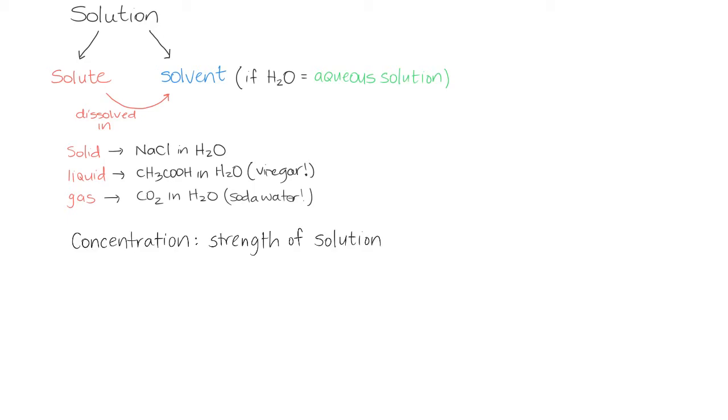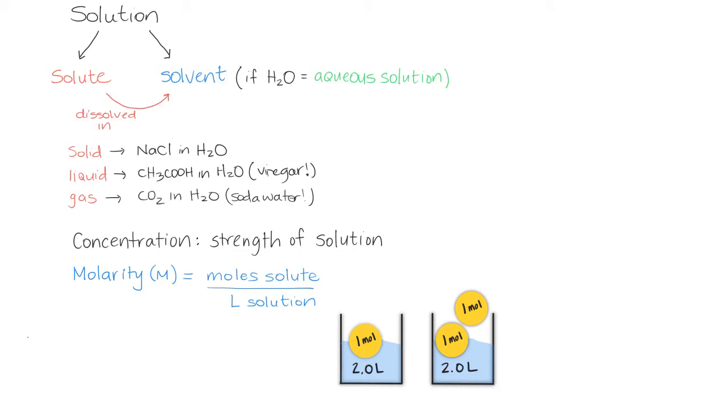Concentration measures the strength of a solution and is expressed in terms of molarity. Molarity is abbreviated with a capital M and is defined as the moles of solute divided by the liters of solution. Let's take a closer look at concentration and molarity. In our first picture, we can see that 1 mole is being dissolved in 2 liters. To calculate the molarity, we use the definition and divide 1 mole by 2 liters.